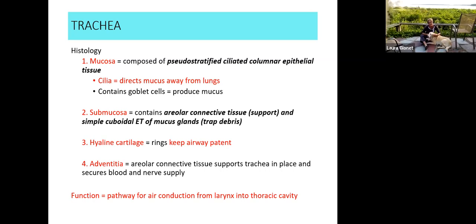And then between each layer or ring of hyaline cartilage is going to be some flexible connective tissue and some muscle, especially in the posterior aspect. And that allows your trachea to be a little flexible. You don't want a solid pipe. You want a flexible pipe.